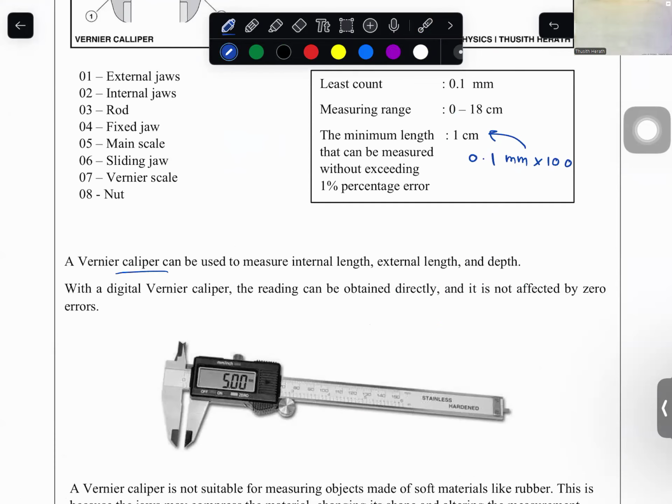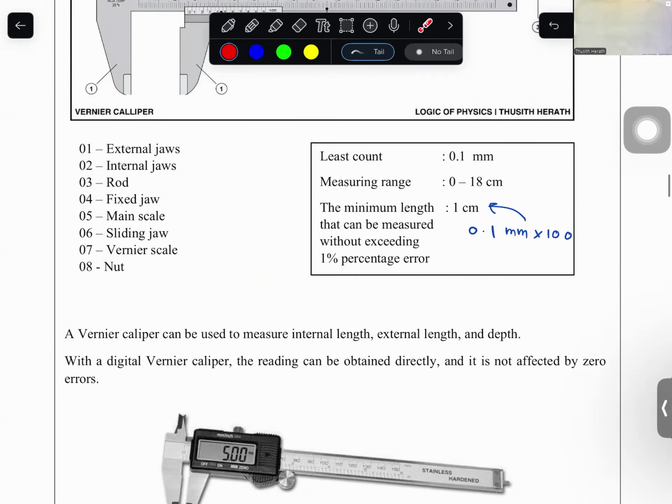A vernier caliper can be used to measure the internal length, external length, and depth. To measure the internal length, there are internal jaws. To measure the external length, external jaws are there. To measure the depth, a rod is there.